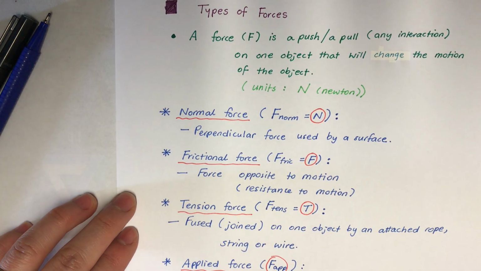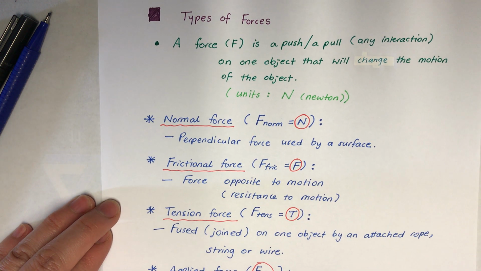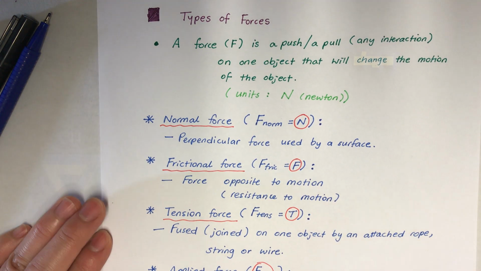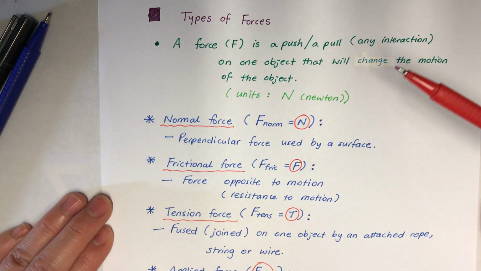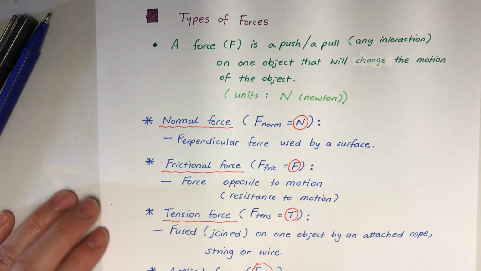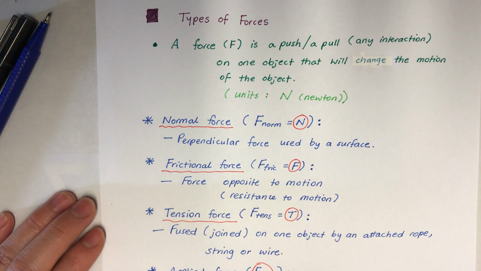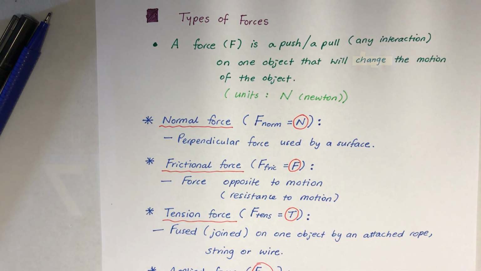Now, this time we're going to talk about types of forces. We have a lot of forces to talk about before we can even start the questions. So, a force is a push or pull, any interaction on the object that will change the motion of the object, like its speed or direction. And we use Newton, capital N, for units.